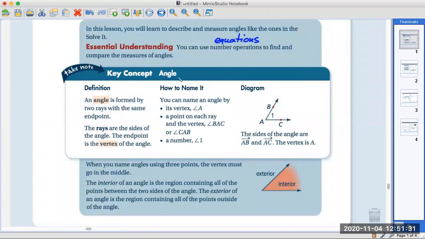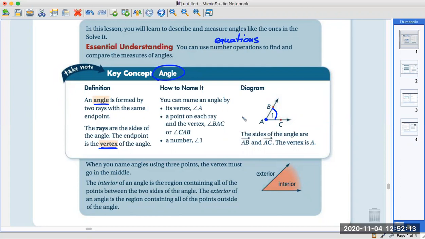So let's look at this. The word is angle, key concept. The definition of an angle: it is formed by two rays with the same endpoint. If you look at this picture, this is called a diagram in math. You've got a ray here and another ray here, and this is the endpoint. Ray, ray, and in the middle is the angle. I usually make an arc to show the angle. The rays are the sides of the angle. The endpoint is the vertex. So A is the vertex. This is an important word.